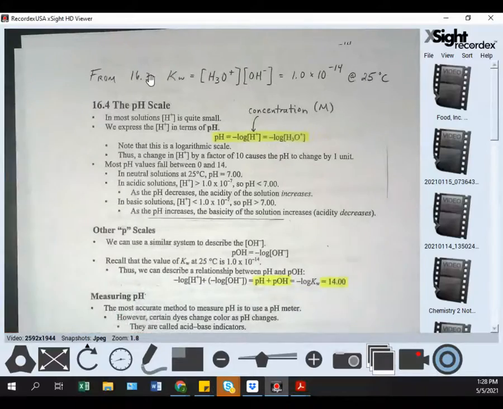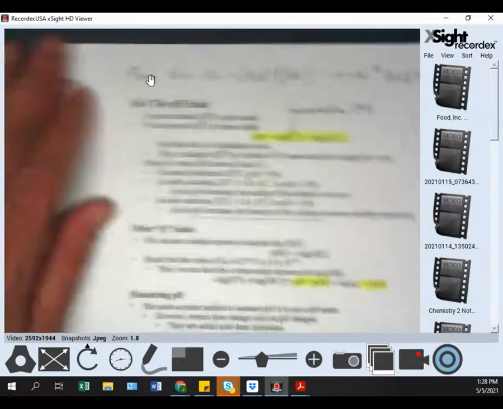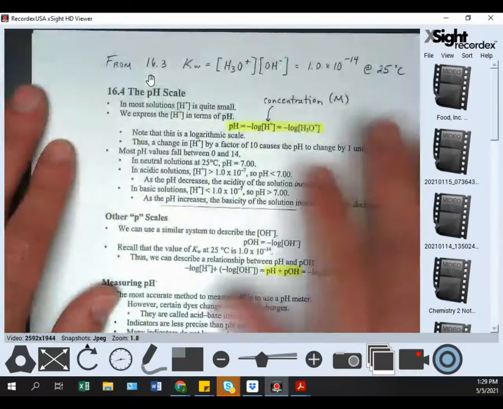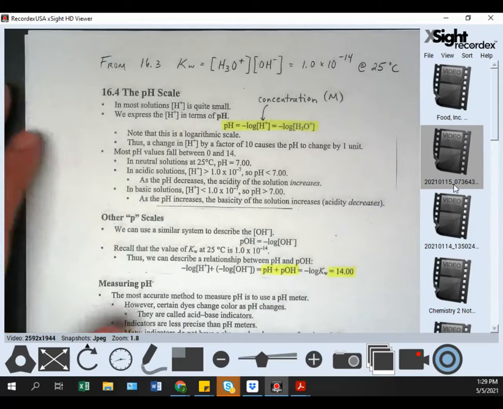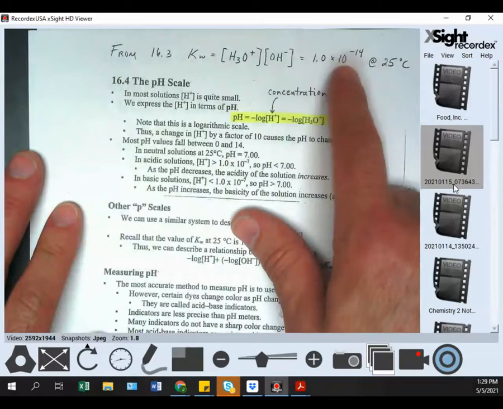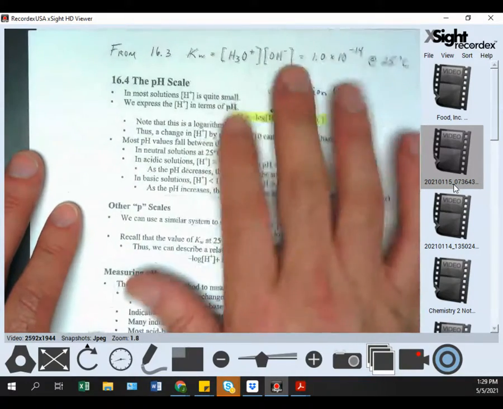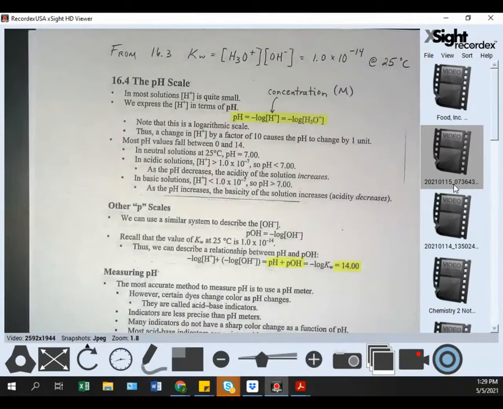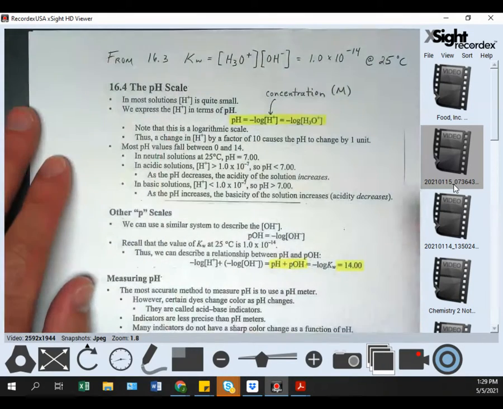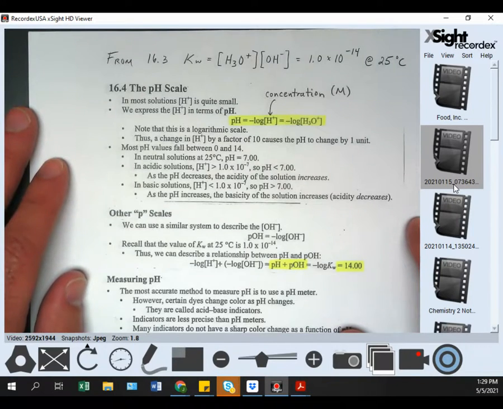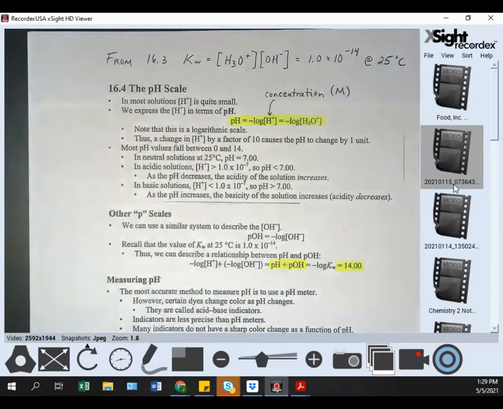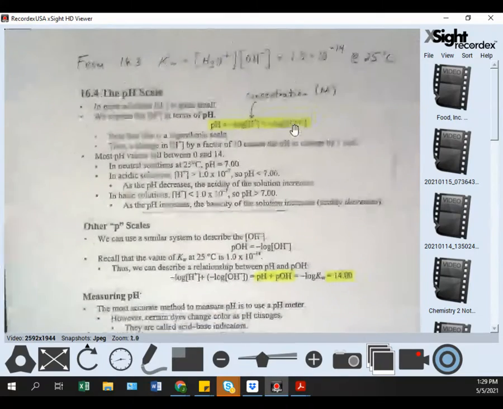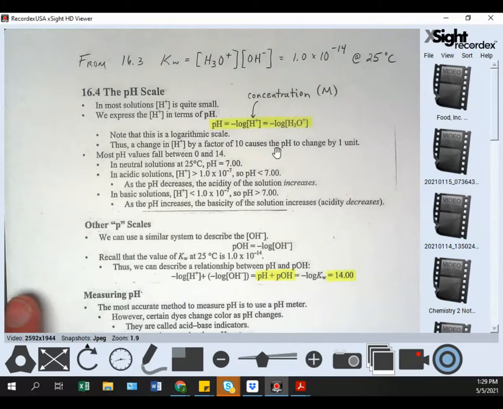So this top part, you can put it in there if you want. That's just sort of a reminder of what we've been using for the equation. So this is just kind of a reminder of what we've been using to calculate the concentrations. So the pH scale, remember when it's in brackets like this, it's talking about the concentration. We express the concentration of hydrogen or hydronium in terms of pH.